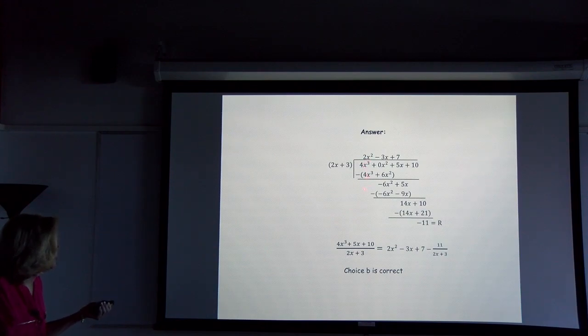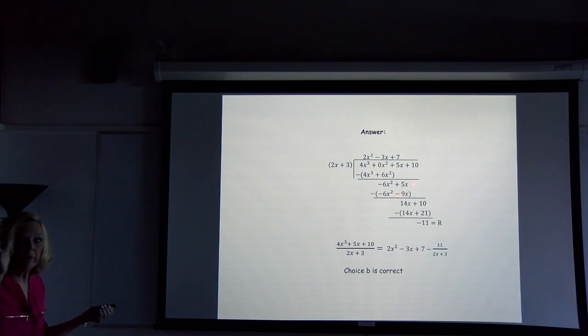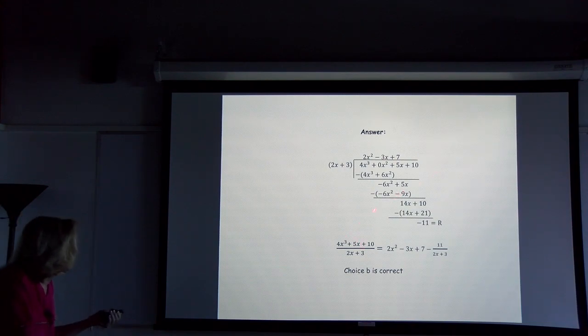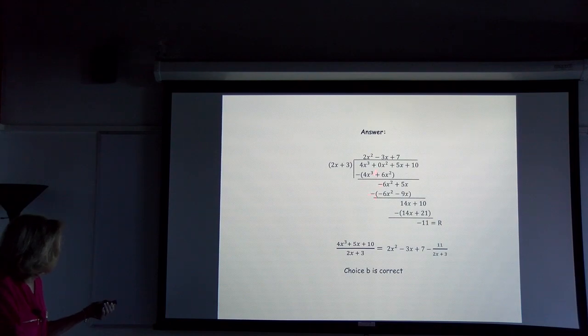4x cubed minus 4x cubed is 0. 0 minus 6x squared is negative 6x squared. Bring down the 5x. Now I'm going to take the negative 6x squared, divide by 2x, and that goes in negative 3x times. Take the negative 3x, multiply the entire binomial for negative 6x squared minus 9x, parentheses, subtract. These will, negative 6x squared plus 6x squared becomes 0. 5x plus 9x is 14x.